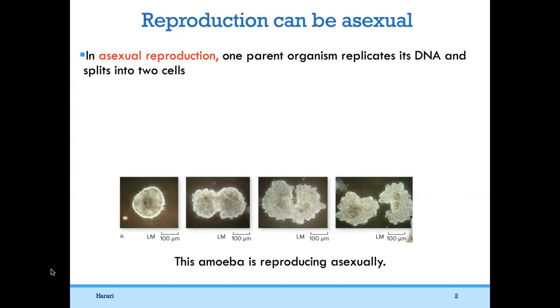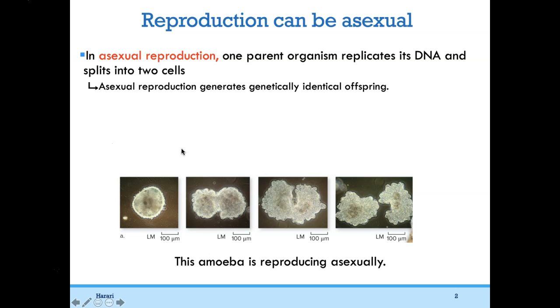We spoke about reproduction in the first class, actually. We said that reproduction can be either asexual or sexual. In asexual reproduction, one parent organism replicates its DNA and simply splits into two cells. So this should remind you of mitosis, right? One parent organism copies its DNA and then splits into two cells. And when you do this asexually, we get two genetically identical offspring.